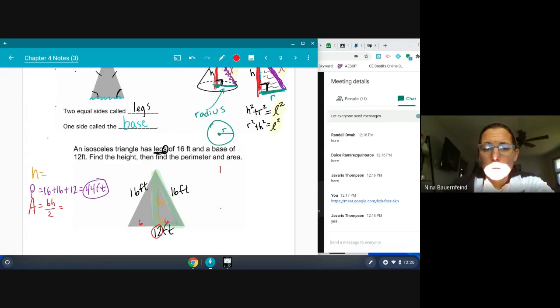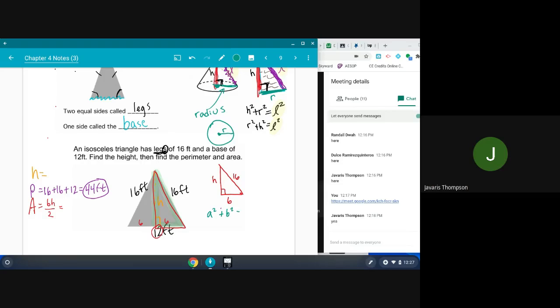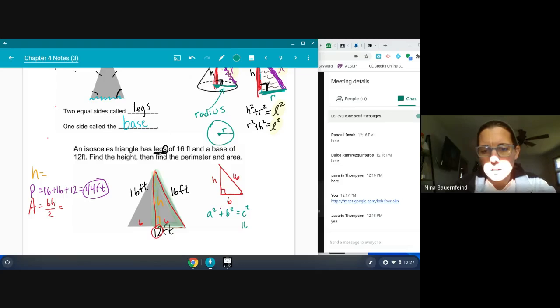So now we have this triangle. We need the height. We have this as 6 and we have this as 16. So now we have a right triangle. We can use the Pythagorean theorem. Which one is going to be our hypotenuse? Which one is the C that will be alone? 16. You got it. 16 is going to be alone. That's the one that's across from the 90-degree angle.